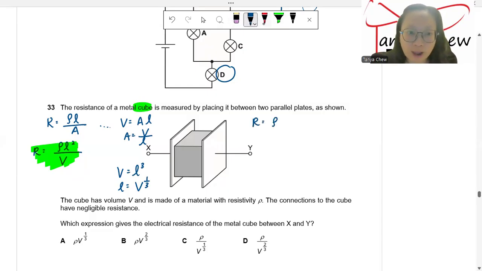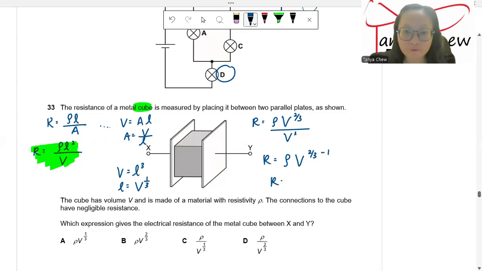R is equal to rho L square over V. So V to the power of 1 over 3 times 2, so that is why you have V to the power of 2 over 3 over V. Now, simplify. V to the power of 2 over 3, V here is 1. You move out minus 1. So you have rho V to the negative 1 over 3, or rho over V to the power of 1 over 3 is the answer. C is the answer.